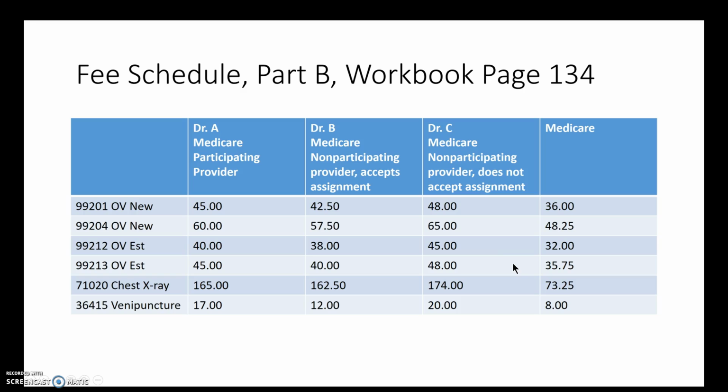So let's look at how we would go about determining. You have 4 questions in your workbook: what amount Medicare will pay the physician, what amount Medigap will pay, what amount the patient will pay, and what amount is written off.